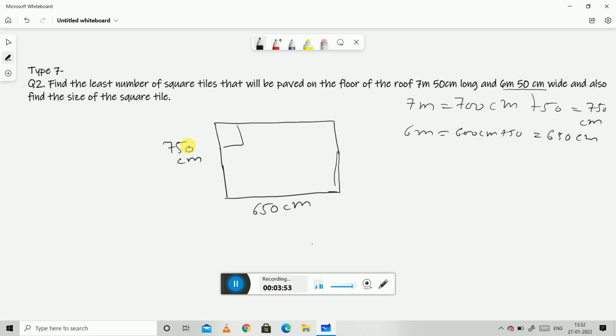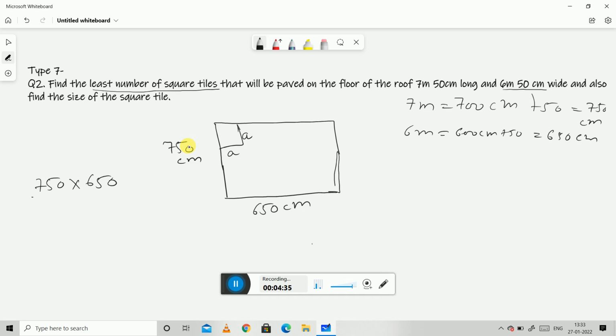And we have to put square tiles on it. So let's say the side of the square tile is A, then as it is a square tile, all the sides will be equal to A centimeter. Now it is asking you the least number of square tiles. First of all, how will you find out the number of tiles required? If we find out the area of this entire floor, since it is a rectangle, because the length and width are not the same, and the area of a rectangle is length into breadth, the area of this floor will be 750 into 650.